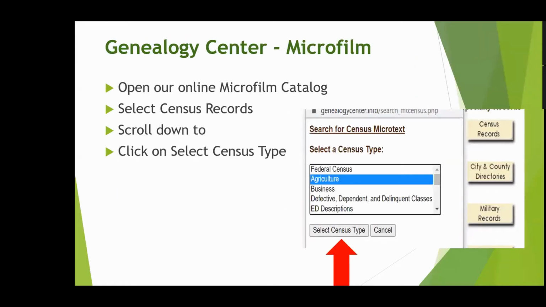And then at the Genealogy Center, we have several of these on microfilm. To find them in our microfilm catalog, which is underneath our Resources, Free Databases, you will find the microfilm catalog. From there, you're going to click on Census Records. Then you're going to scroll down and click on Select Census Type. And at that point, you're going to see that you can choose the agricultural schedule.